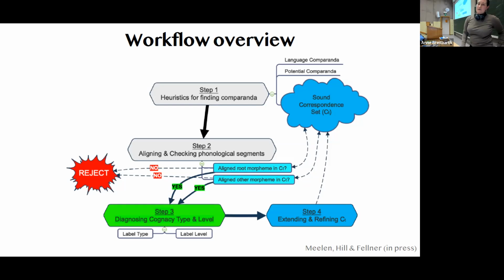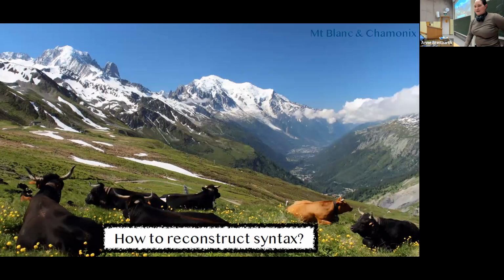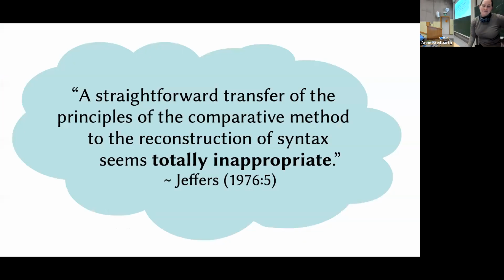So that is nice if you want to reconstruct words, but how do you reconstruct syntax? That is still a left problem, let's say. So I'll end with that. And I'll start with some quotes from people who said that this is totally inappropriate or completely impossible, mainly because of that problem of finding correspondence sets, right? That's difficult in syntax. How do you do that?